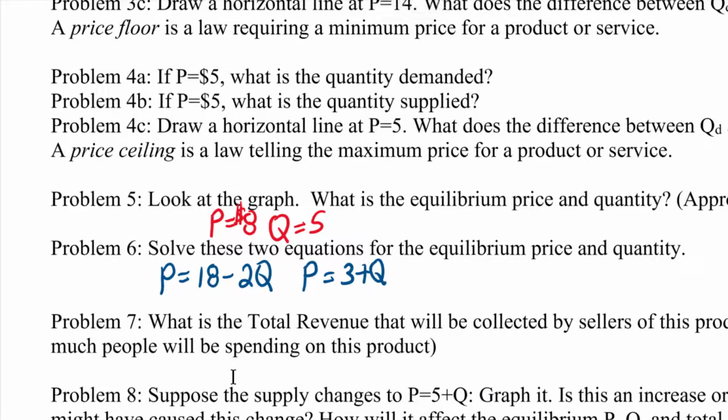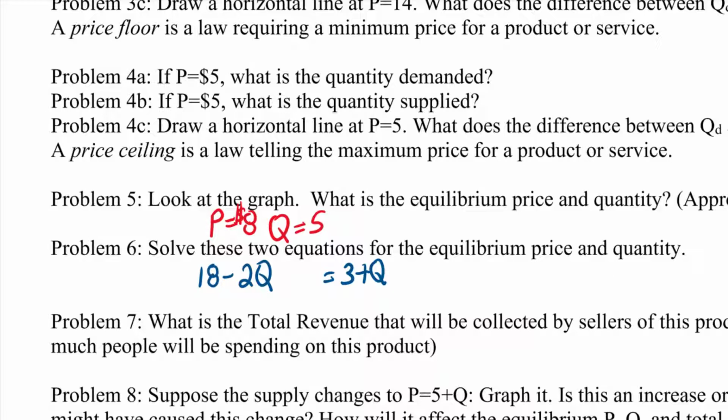And when you solve equations, there's a lot of ways to do this, but in economics, as I said, it's pretty easy. Since both of these are equal to P, we can just substitute that in there for P. In other words, we're setting the two equations equal to each other. So here we have 18 minus 2Q equals 3 plus Q. Collect the constant parts, collect the Q parts, and see what we get. Take a minute and do that.